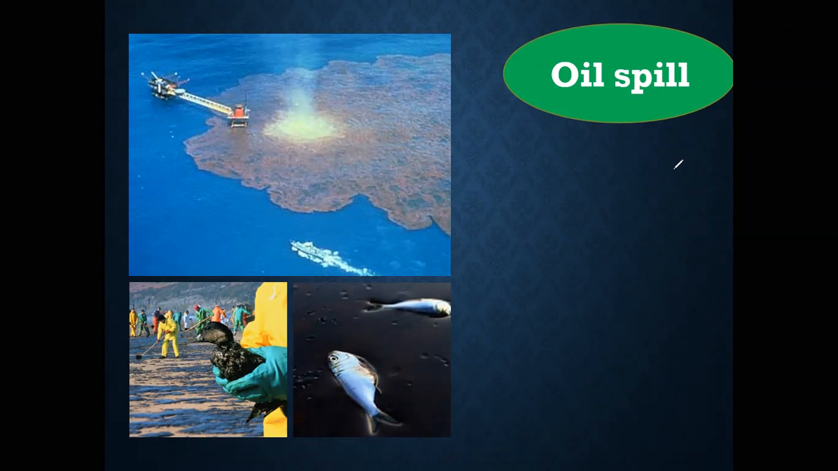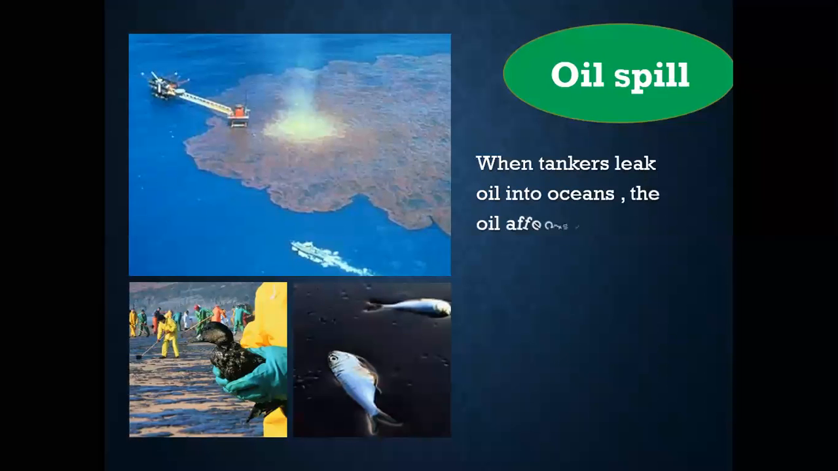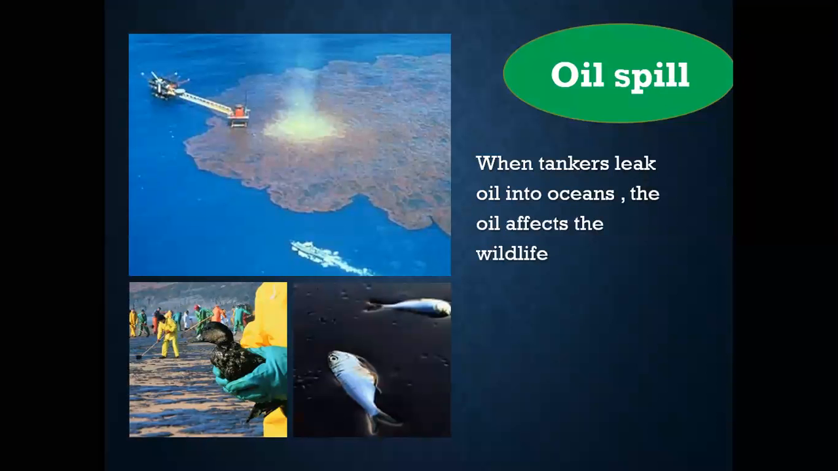Okay, oil spill, like we can see in these pictures. When tankers leak oil into oceans, the oil affects the wildlife. Like you can see in these pictures here, birds and fish are going to die because of the water pollution. Why are they dying now? What is the reason?